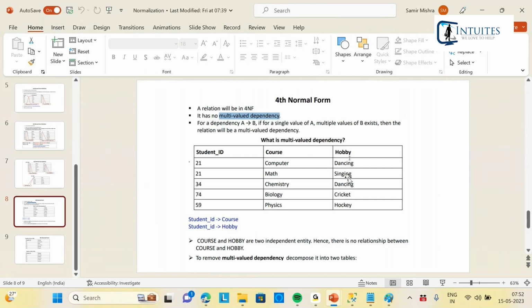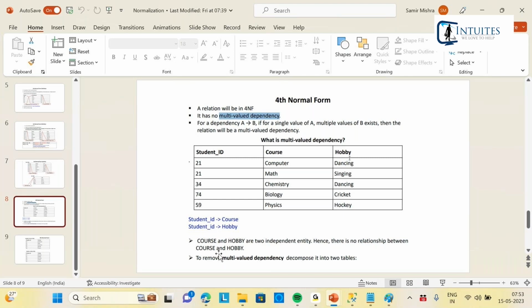Here, if you talk about, say, a day, I have some different students. They are enrolled in different courses and they have different hobbies. Right? So here, the course and the hobby are two independent things. Course and hobby, there is no dependency, because the employee ID is enrolled for a course and has one hobby, but the course and hobby are both independent. Hence, there is no relationship.